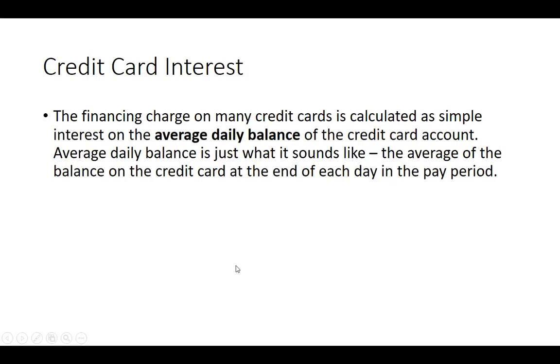Let's talk a little bit about credit card interest. The financing charge on many credit cards is calculated as simple interest on something called the average daily balance of the credit card account. An average daily balance is just what it sounds like. It's the average of the balance on the credit card at the end of each day in the pay period. Average daily balance.